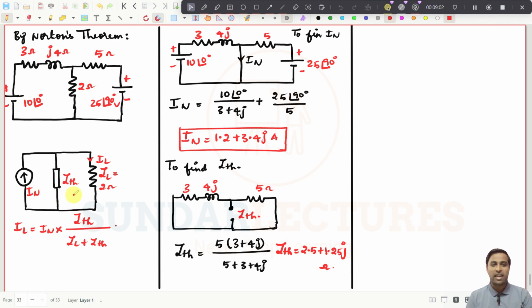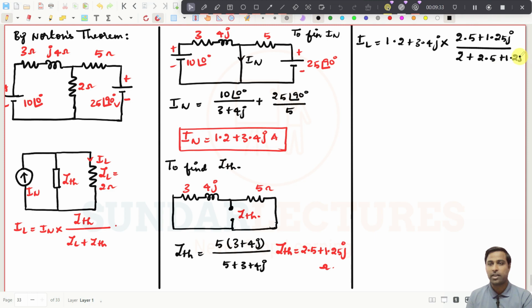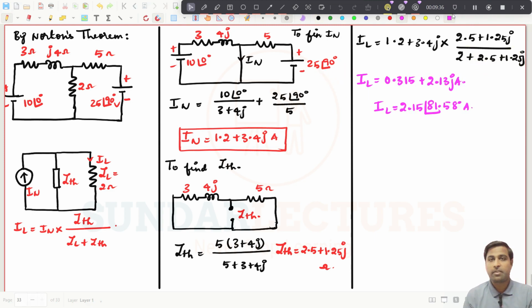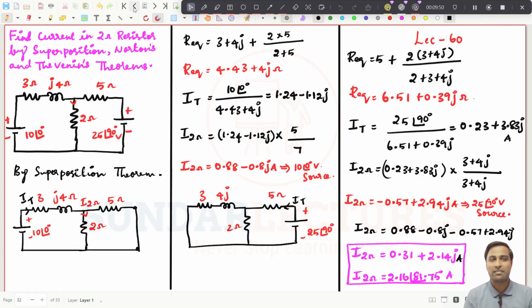Now we know IN and we know ZTH. Just substitute. IL will be equal to 1.2 plus 3.4 J, times ZTH, which is 2.5 plus 1.25 J, divided by the total resistance: ZL, 2, plus 2.5 plus 1.25 J. If I simplify this, I get IL equal to 0.315 plus 2.13 J, and in polar form, 2.15 at an angle of 81.58 degrees. So this is what we have got. Same answers.